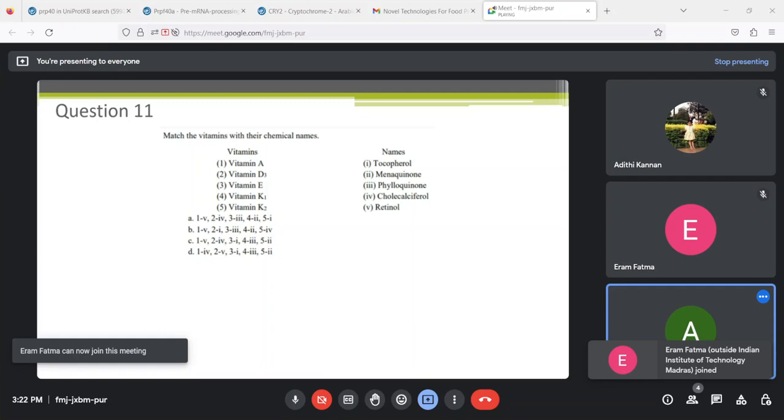Yeah, vitamin A stands for retinol. Vitamin D3 stands for cholecalciferol. Vitamin E for tocopherol. Vitamin K1 for phylloquinone. And K2 for menaquinone. What is common amongst all these vitamins is that they are all fat soluble vitamins. So that is one common feature of all the vitamins given here.